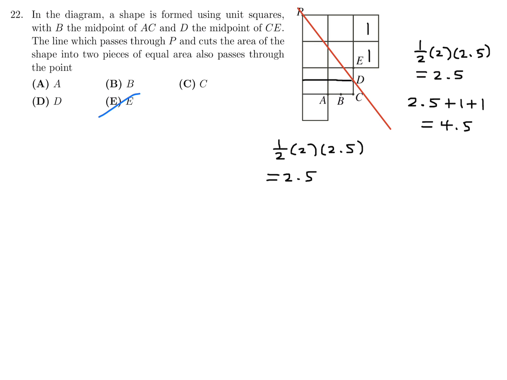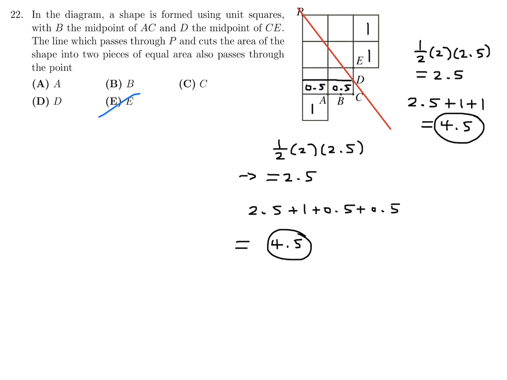And then this unit square is 1. This is half of a unit square, so 0.5, and half of a unit square, 0.5. So that looks like a total of 2.5 for this, plus 1 plus 0.5 plus 0.5, and that looks like 2.5, 3.5, 4.5, 4.5. There you go. Our areas match. This 4.5 matches with that. So the line that cuts that shape into two equal parts passes through D. So number 22, the answer is D.